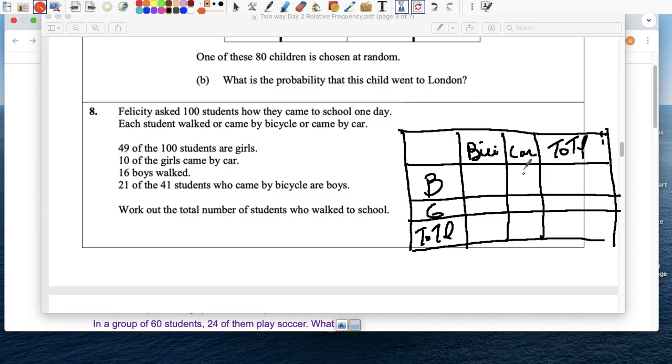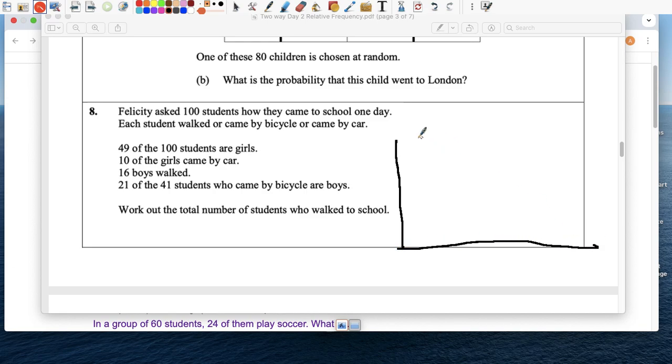49 of the 100 students are girls. So in the girls column, I can write that 49, so 100, which makes the boys 51, right? So right off the bat, we can do that. 10 of the girls came by car, so girls and car is 10, which means how many came with bicycle? 39. 16 boys walked. There's a walk column. Oh, shoot. Okay, so I'm going to have to do this again.